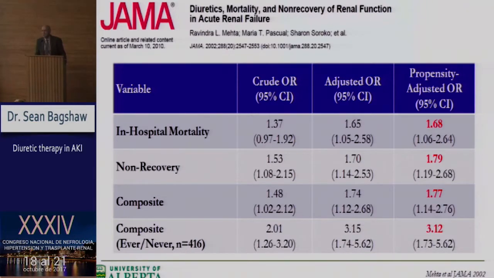They suggested that the use of diuretic therapy in patients with acute kidney injury in ICU settings was associated with a crude and an adjusted increased odds for mortality. They also did further propensity matched analysis and suggested that this hazard could be as high as 68% higher risk of mortality associated with diuretic use. It also translated into greater risk of non-recovery of function and a composite of those as well.